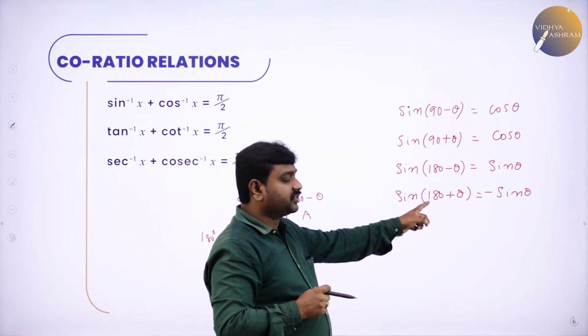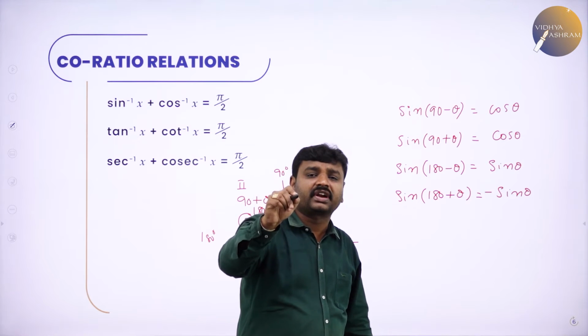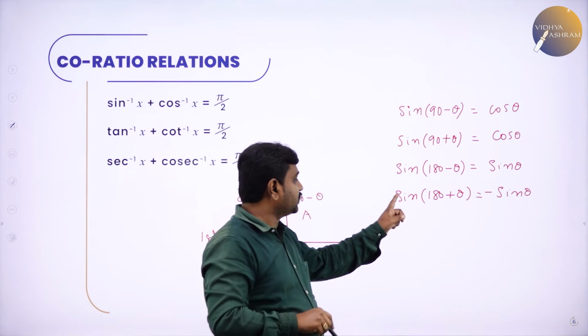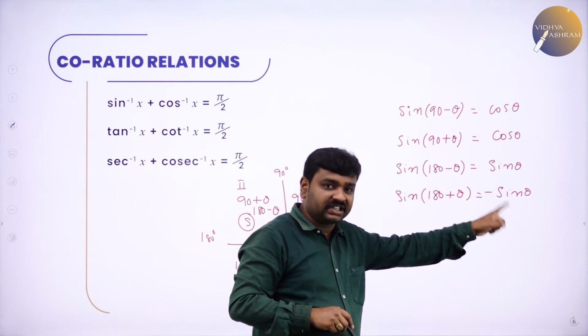Sine of 180 plus theta. First you should see whether the function changes or not. I told you function changes only for 90 and 270. This is not 90 or 270, so function does not change. Sine of 180 plus theta is sine theta.